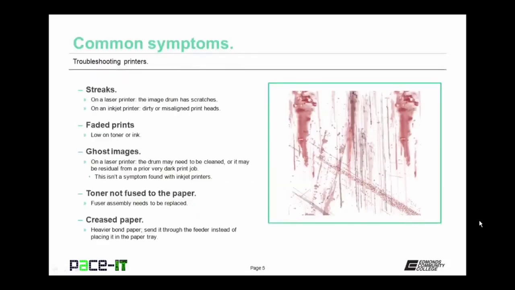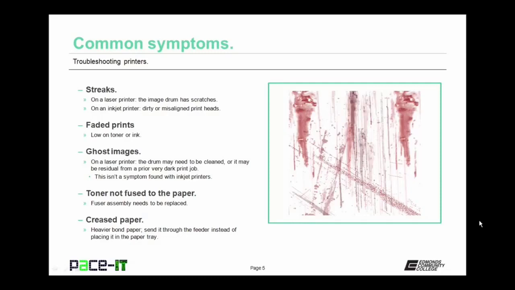If your print jobs are coming out with streaks, well, on a laser printer, it's usually a problem with the imaging drum. It has scratches. On an inkjet, you either have dirty or misaligned print heads. If the print jobs are faded, you're low on toner or ink. Ghost images, when they occur, usually occur on a laser printer. The drum may need to be cleaned of residual from a prior very dark print job.